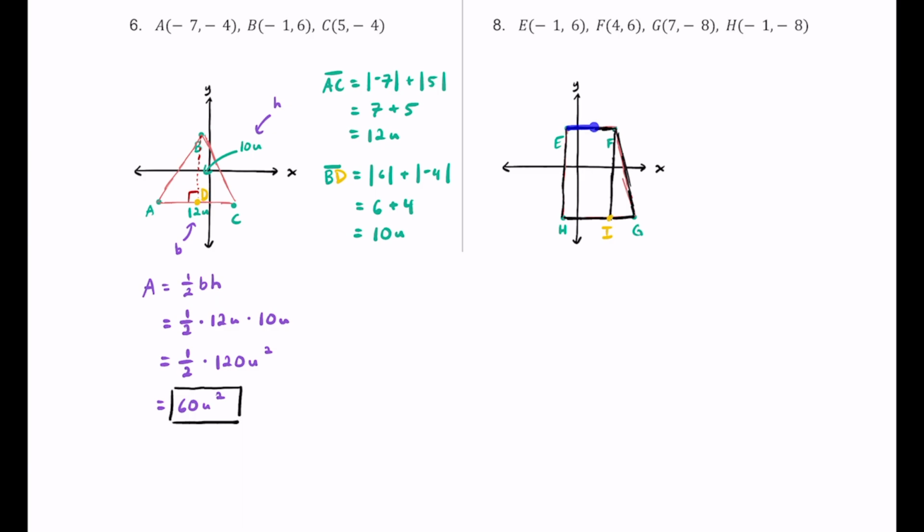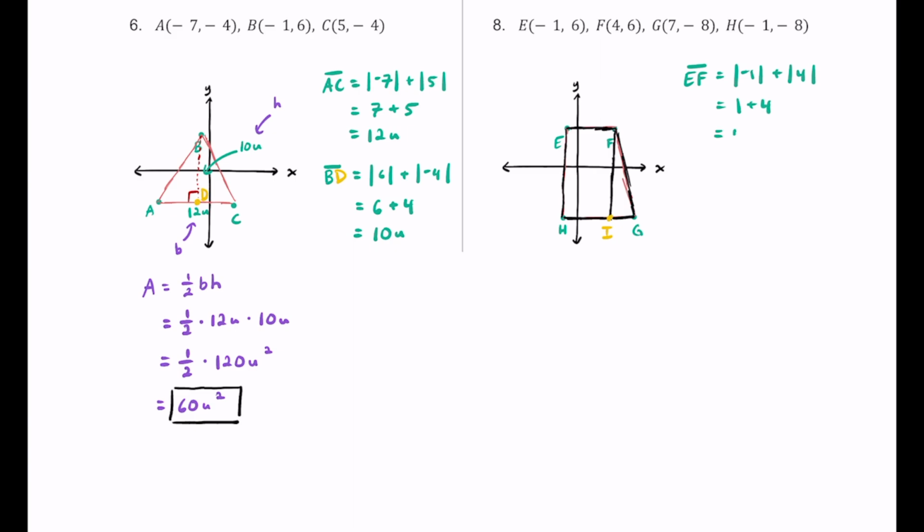Okay, so let's find EF. So EF would be here. And so if we take a look for EF, they have matching Y values. And then for X's, they have -1 and 4. Let's go ahead and add their absolute values. So to find out EF, that's going to be the absolute value of -1 plus the absolute value of 4. The absolute value of -1 is 1. The absolute value of 4 is 4.